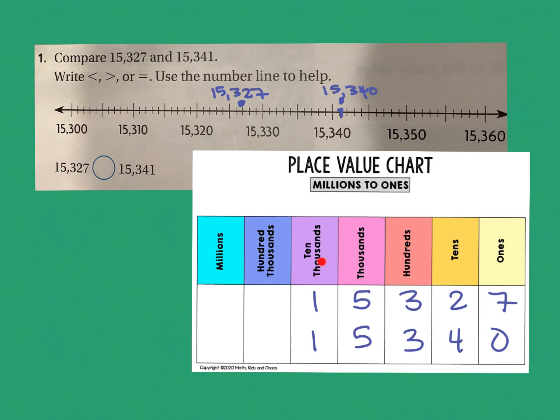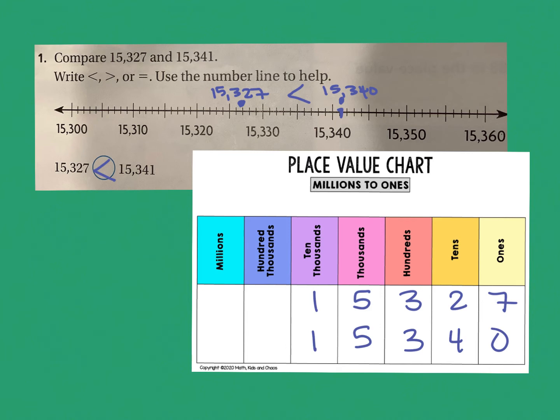They had 5,000s in this place value. They both had 300s in this place value, so they were equivalent all the way to there. But in the tens place, this guy only had 2, and this guy had 4. So he had more, and that made this one larger than this one. And remember, alligators go after the largest value. So that's how you do that with a number line.